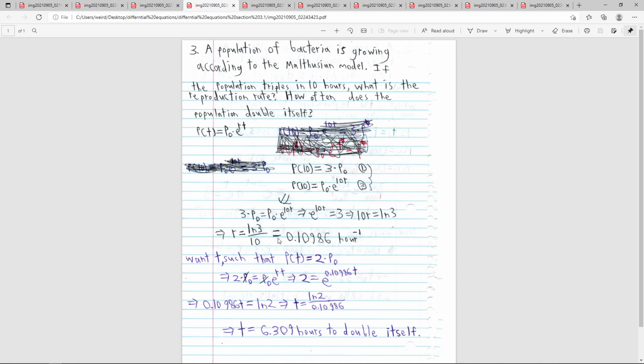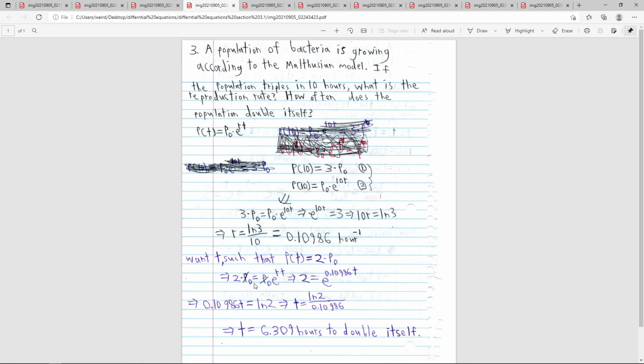And we plug this into a calculator to get 0.10986 hour to the negative 1. And it's given in hours this time. And we want t now for our second part. How often does the population double itself? So we want t such that P of t equals 2 times P0, so it doubles the population.